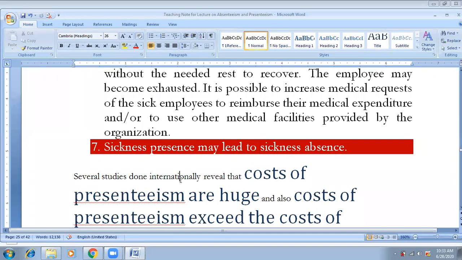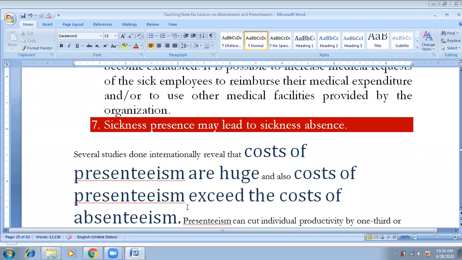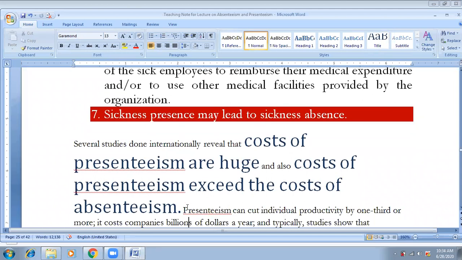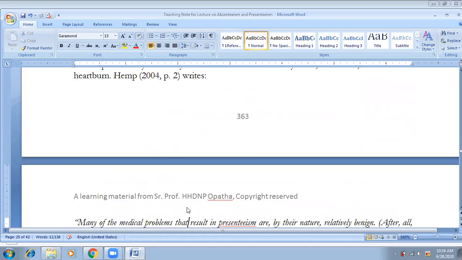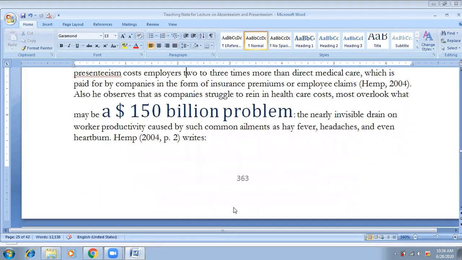On this occasion, there are several studies done internationally. They reveal the cost of presenteeism is huge. The cost of presenteeism exceeds the cost of absenteeism. So that's why presenteeism is regarded as more serious than absenteeism. Even here, one writer, and I'm not going to explain everything, called it a $150 billion problem in American dollars: presenteeism, the nearly invisible drain on worker productivity.